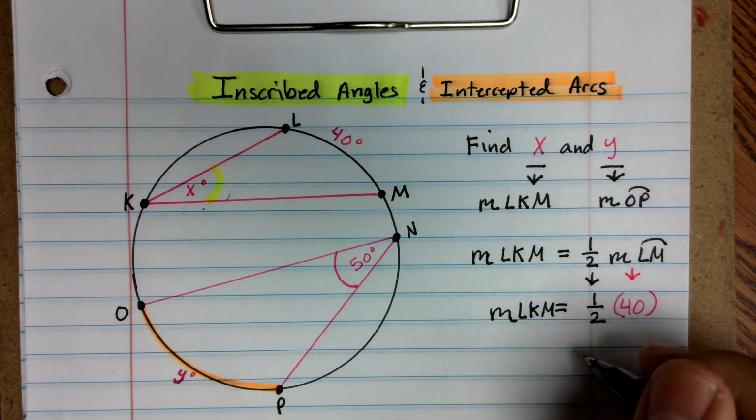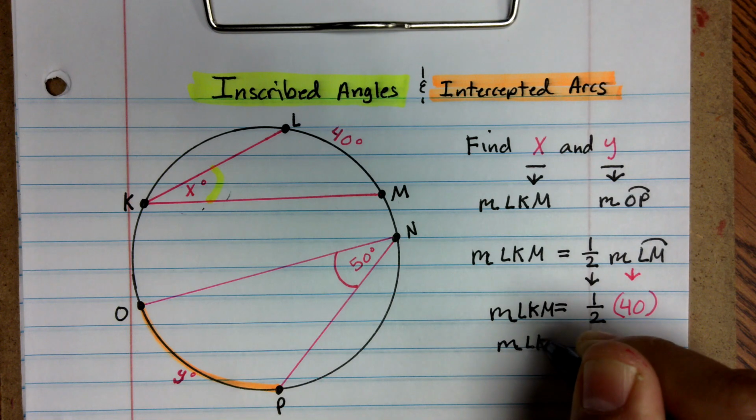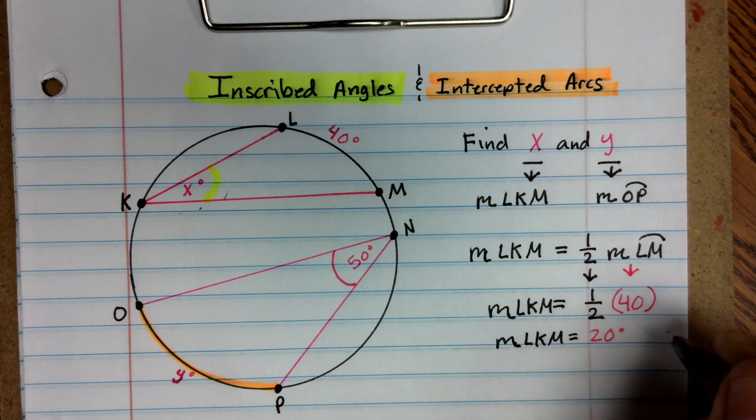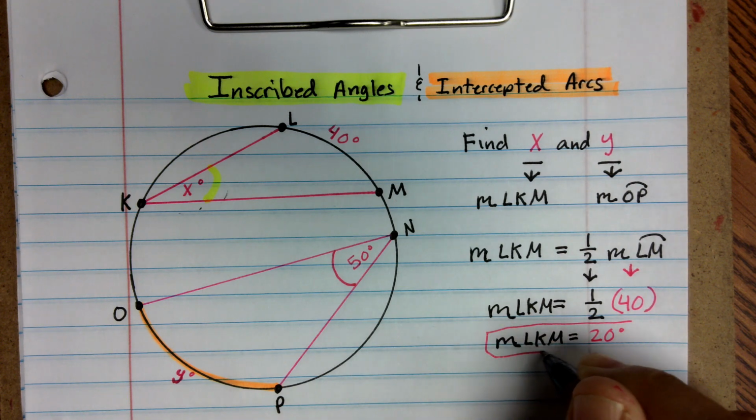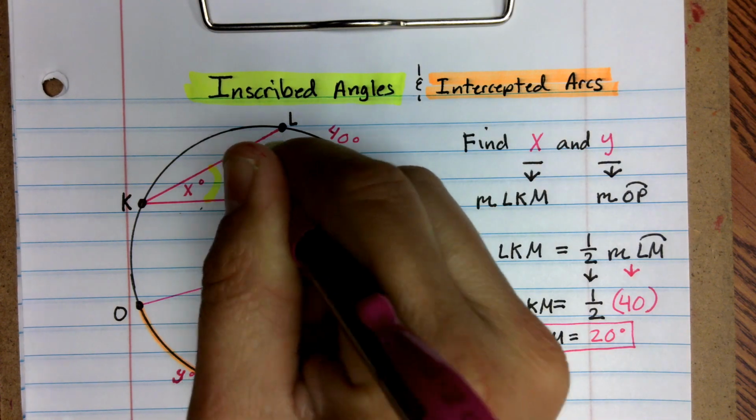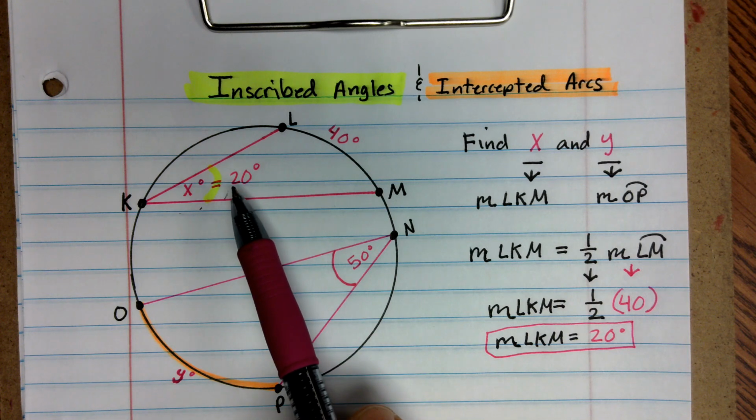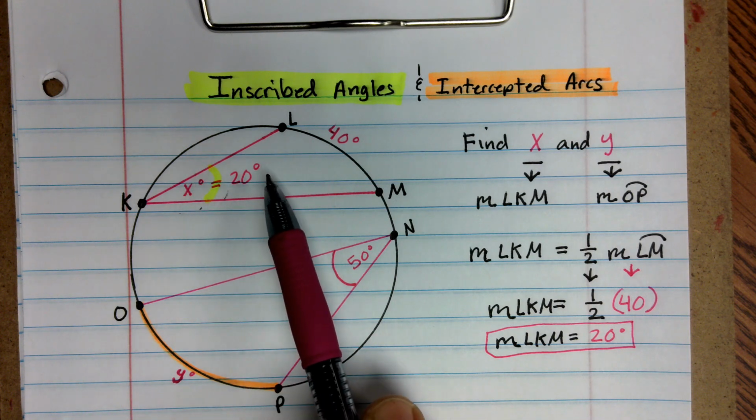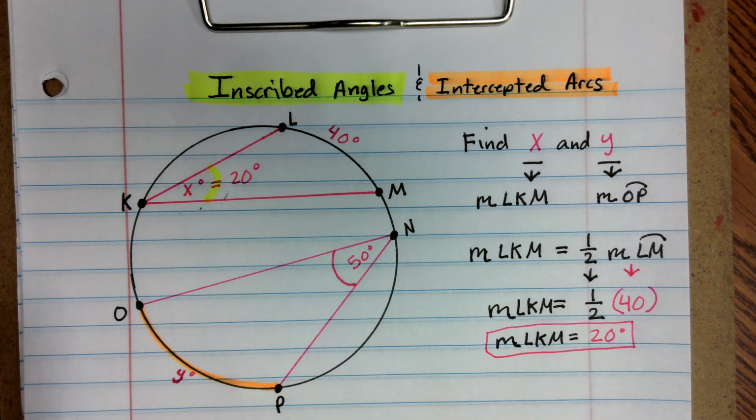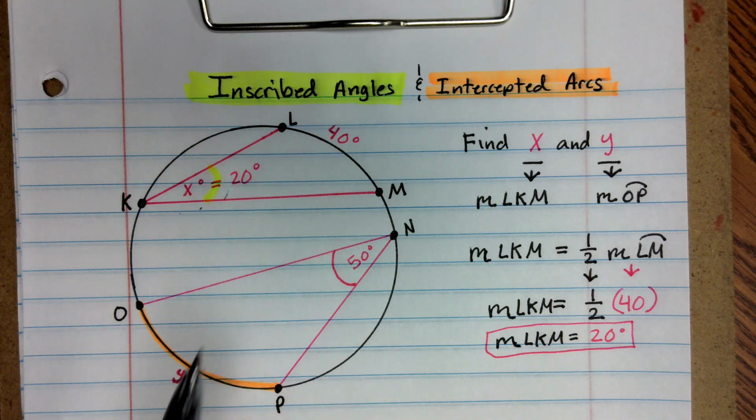So my answer to this problem is the measure of angle LKM is equal to 20 degrees. So right here, I'm going to go ahead and write this is 20 degrees. Now remember, I told you that one of the things I mentioned was that this inscribed angle, if you double it, it'll be the measure of your intercepted arc. So you can see that, right? 2 times 20 is 40.